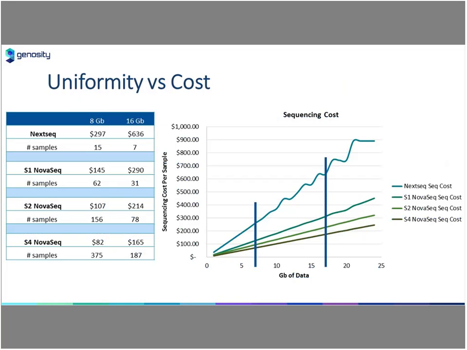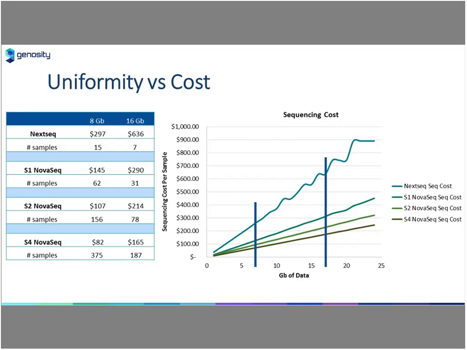So if we take the best case scenario and say, 8 gigs of data on an S4, we're really talking about a sequencing cost down to as low as $82 and fitting about 375 samples per flow cell. If we wanted to set a mark at 99% covered to that 20x threshold, alternatively, the cost doubles and the number of samples decreases by half if we need twice as much data.